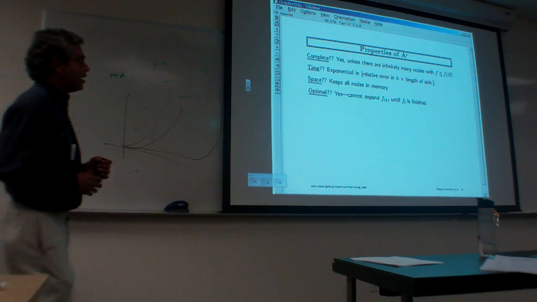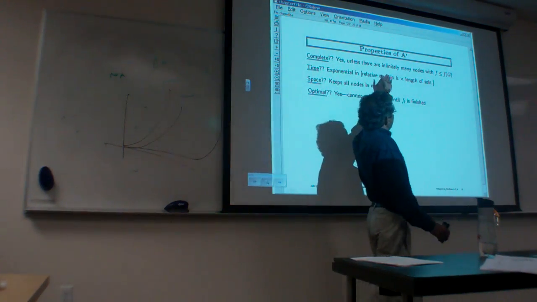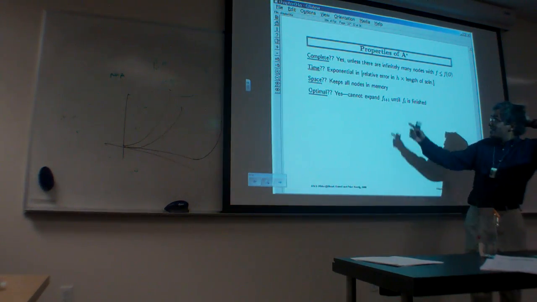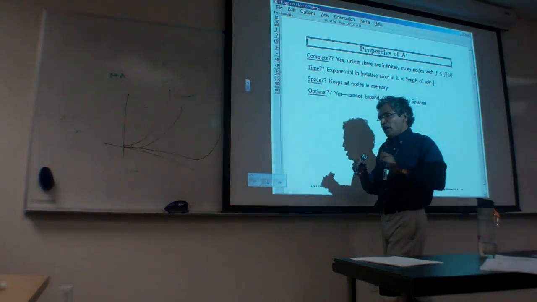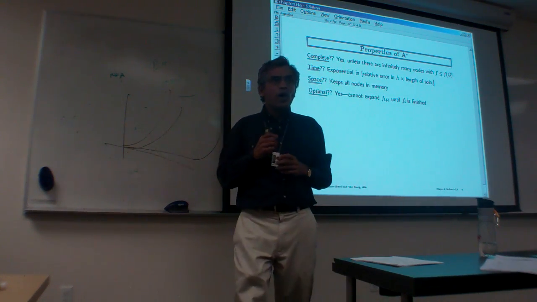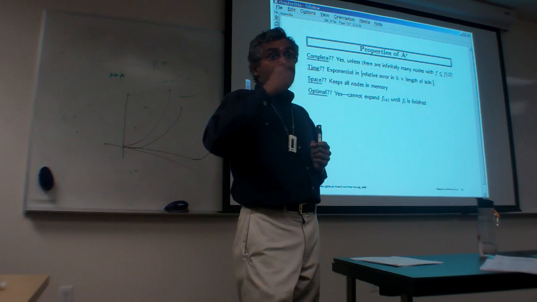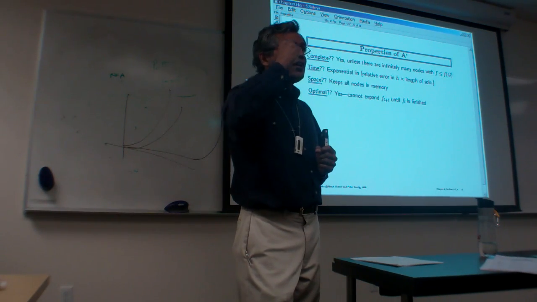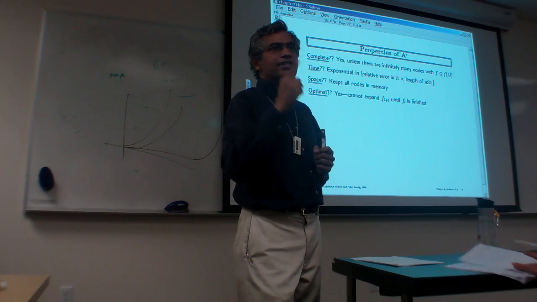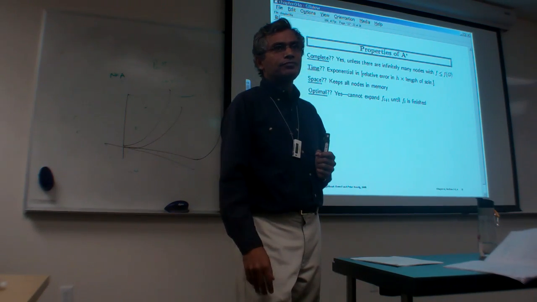Okay? So, A star time is exponential in the error with respect to H, which is why it's not just enough to have admissible heuristics. You want admissible heuristics that are as close to H star as possible. But at the same time, never cross H star. You cross H star once, all bets are off.